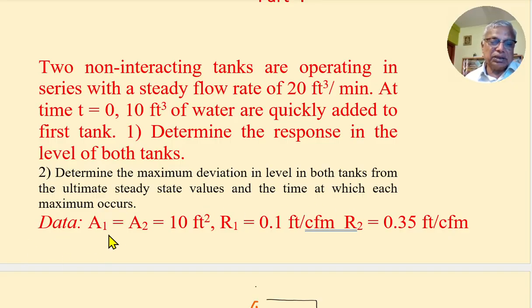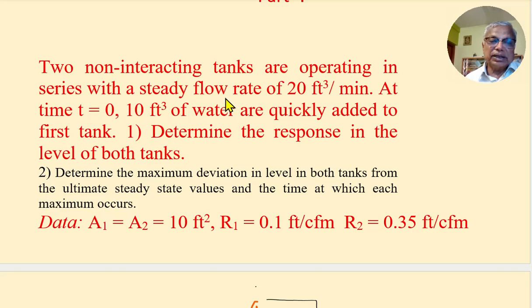There is some data given. A1 equal to A2 equal to 10 feet square. A1 and A2 are the areas of the two tanks. R1, resistance of the first tank, 0.1 feet per CFM. CFM stands for cubic feet per minute. CFM and foot cube per minute are one and the same. R2, the resistance of the second tank, is 0.35 feet per CFM.